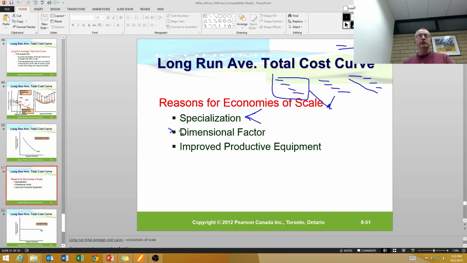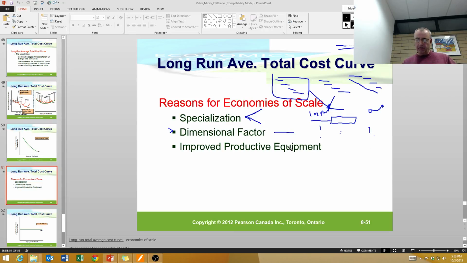And then the second reason we can have economies of scale. As our plant size increases, our long-run average total costs decline. We can have positive economies of scale due to this so-called dimension factor. It means that as we increase our productive capacity, our input quantities don't scale directly to output quantities. It's not a one-to-one relationship between inputs and outputs. It's more like inputs are a fraction of the output.